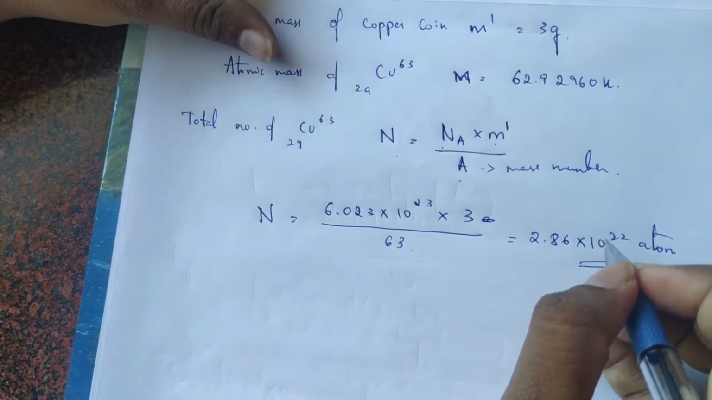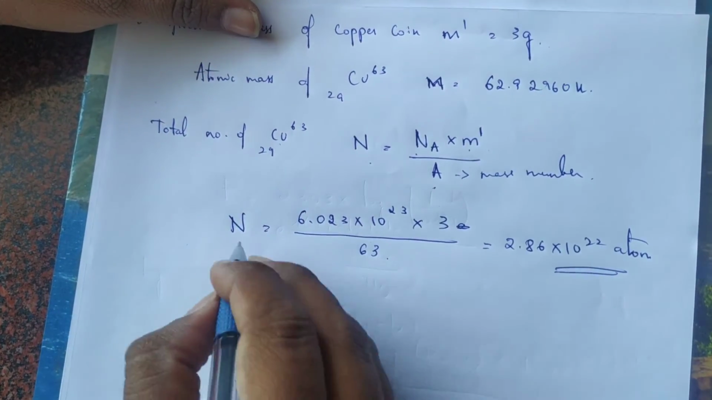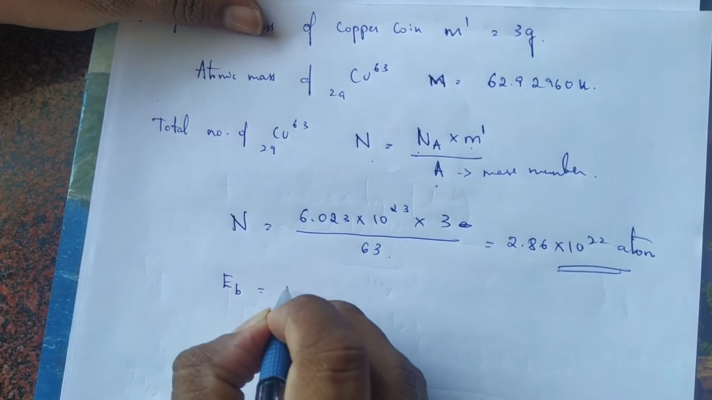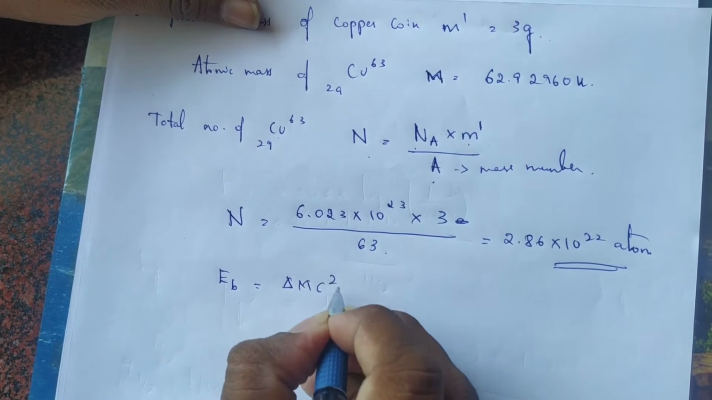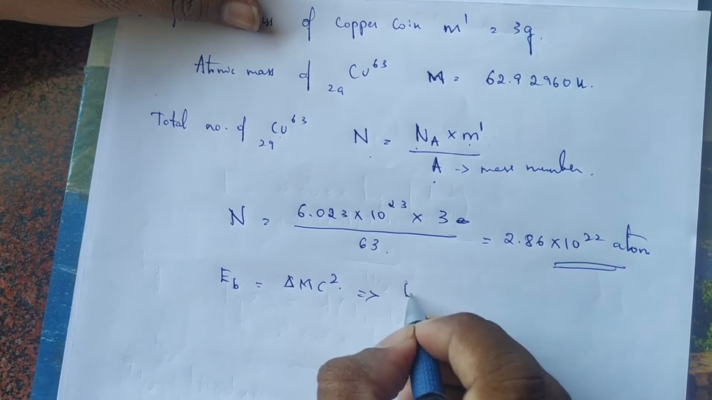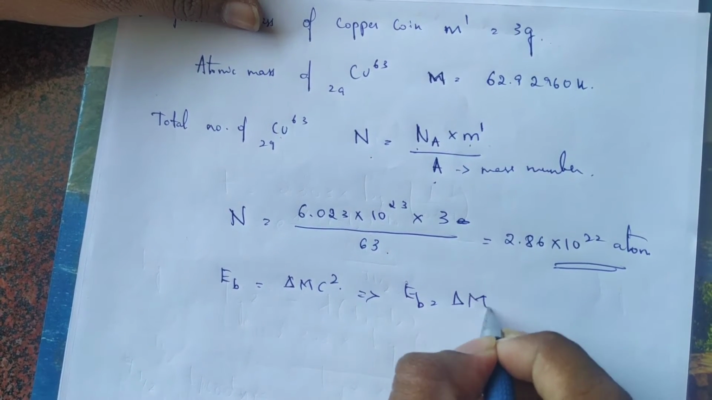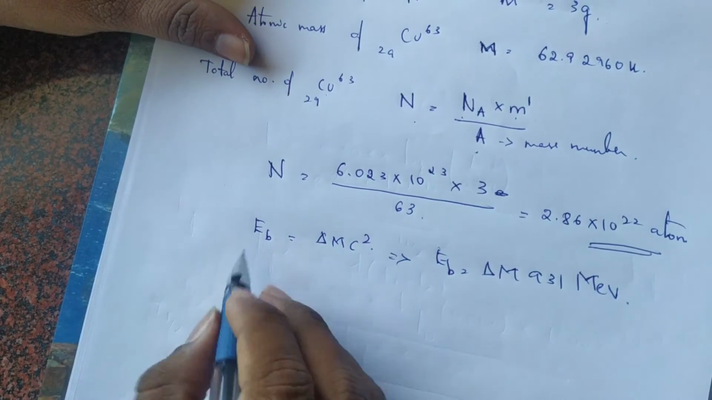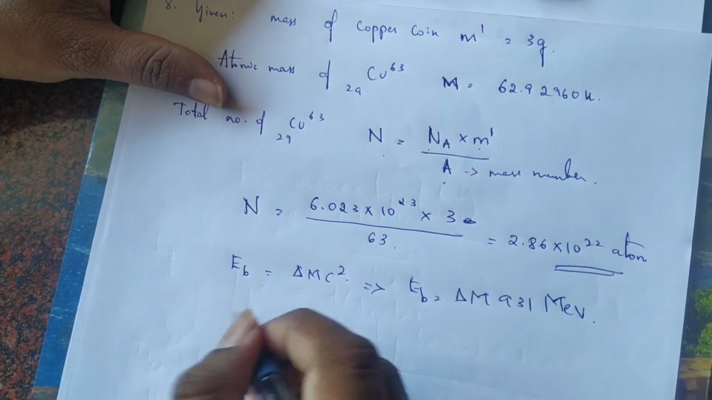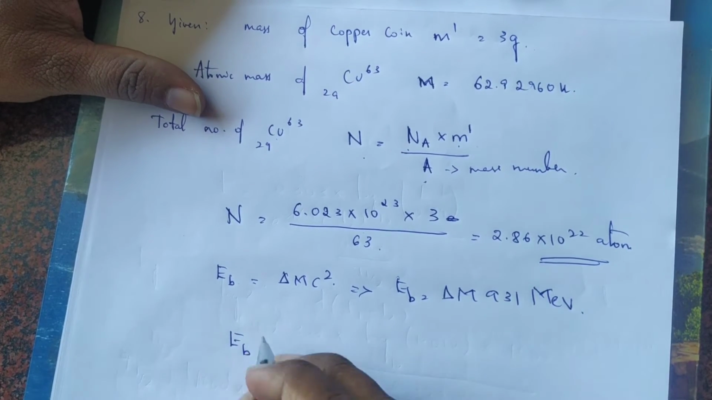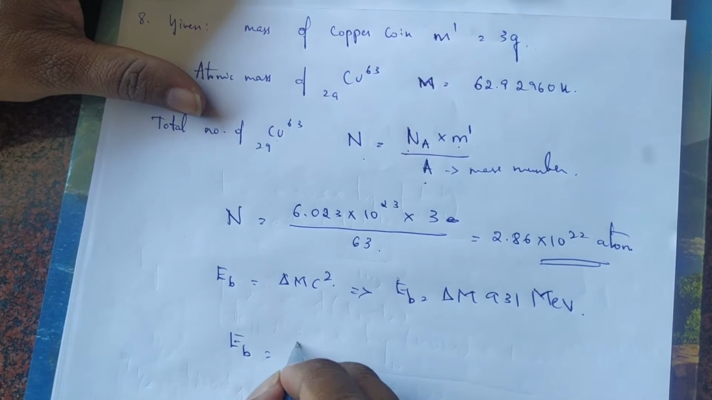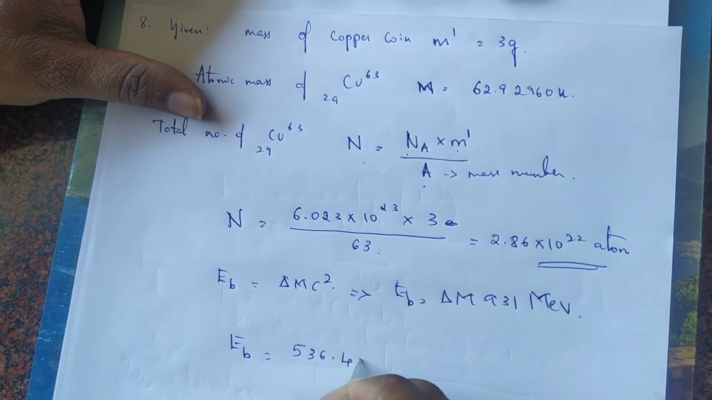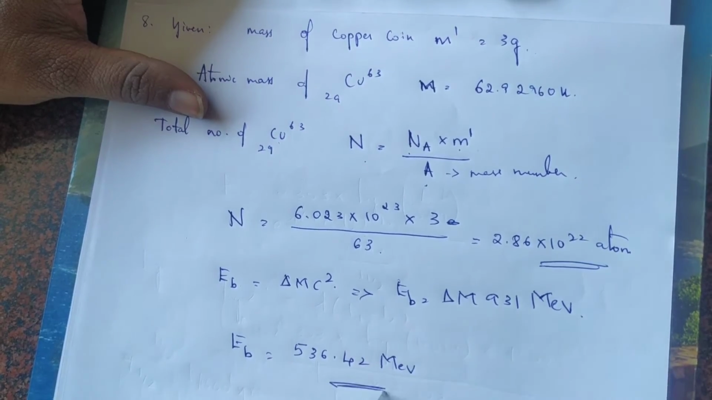Okay, now what we need, we know the binding energy formula, delta M C square. In this case you can take it as delta M into 931 mega electron volt, as we have calculated before. So you should do this part. You will get some value, that is 536.42 mega electron volt.